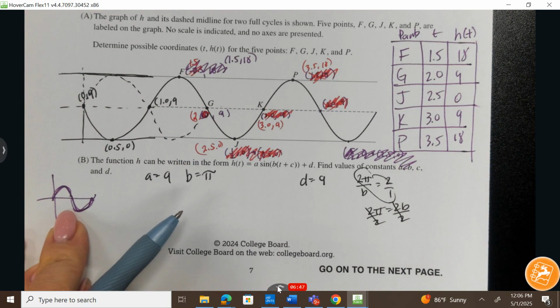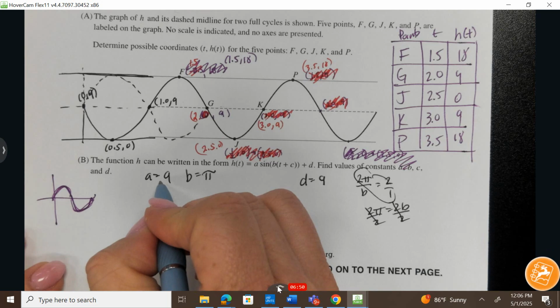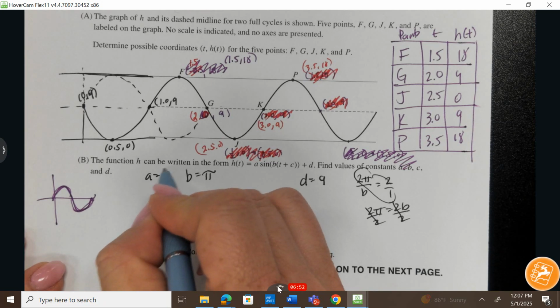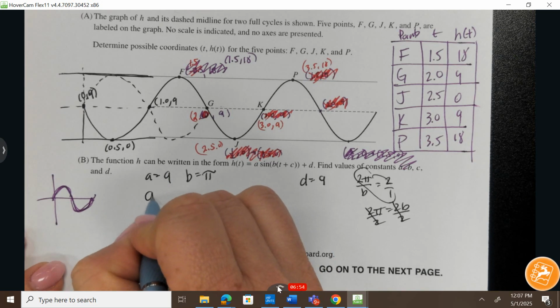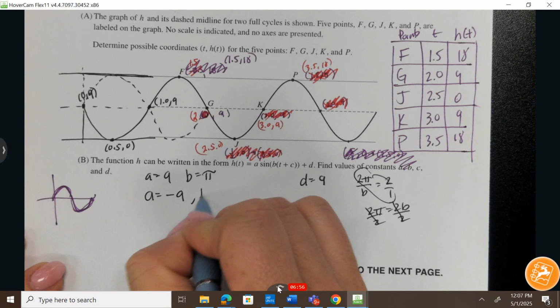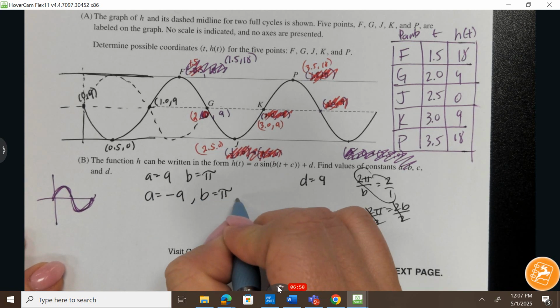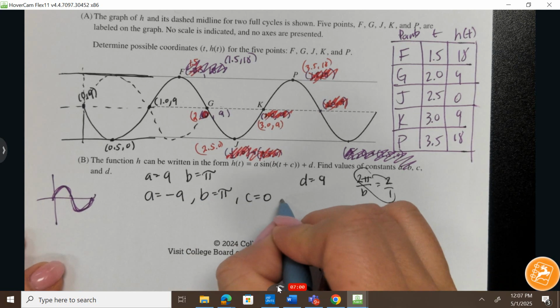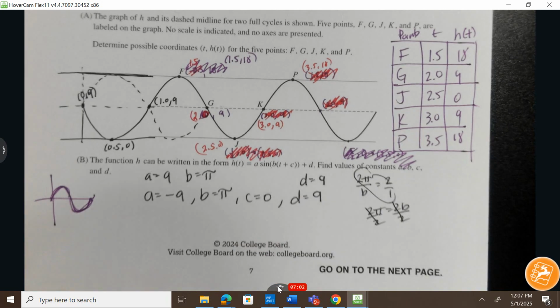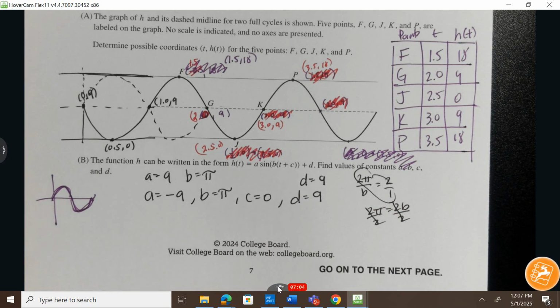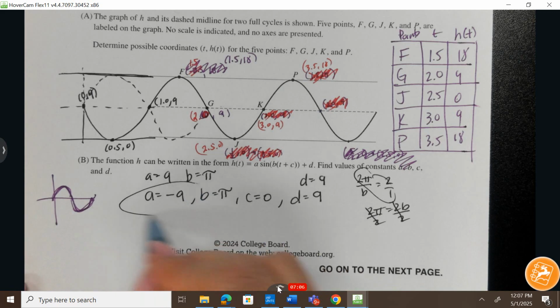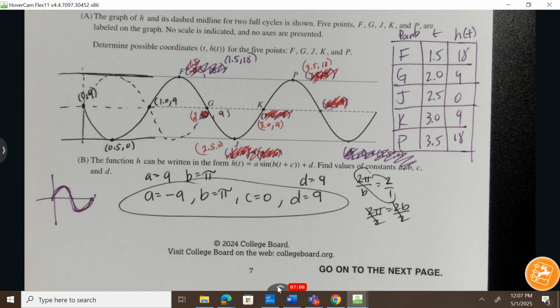Well, how do I show that? To reflect over the midline, this A value actually turns into negative. So A equals negative 9, B equals pi. I don't have to do any shifts then, so E equals 0, and D equals 9. So this would be my final answer.